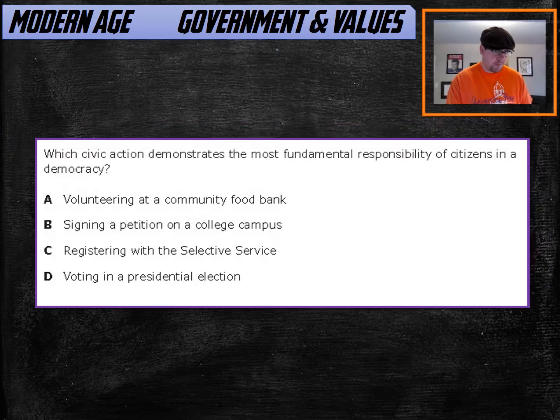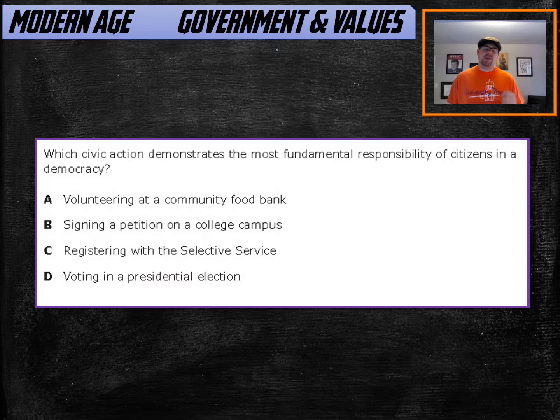So if you get a Declaration of Independence question, look for the answer that talks about the government infringing on individual liberties. Here it asks a question about civic action. Which civic action demonstrates the most fundamental responsibility of citizens in a democracy? You are going to get questions on civic duties and civic responsibilities, and there is a difference that you need to know. A civic duty is something you must do. A civic responsibility is something you should do.